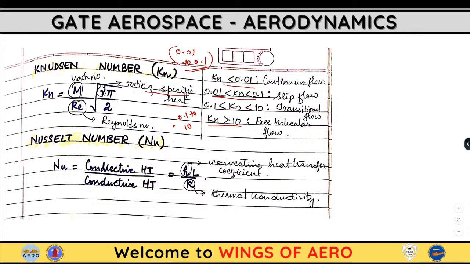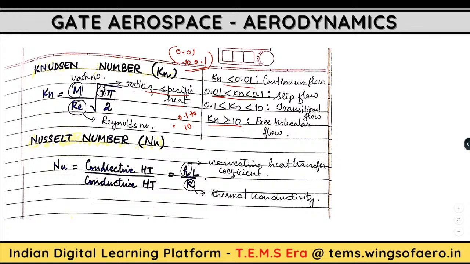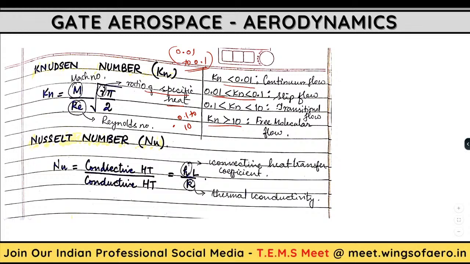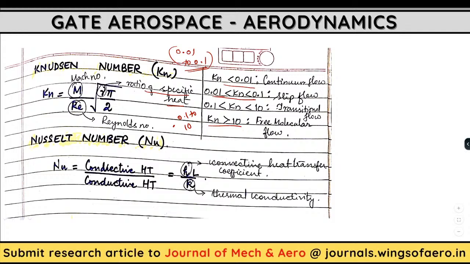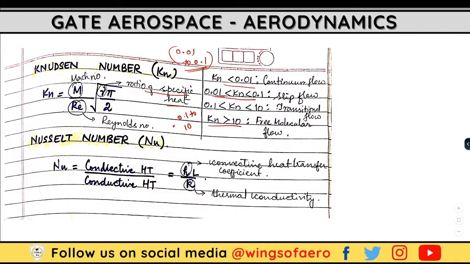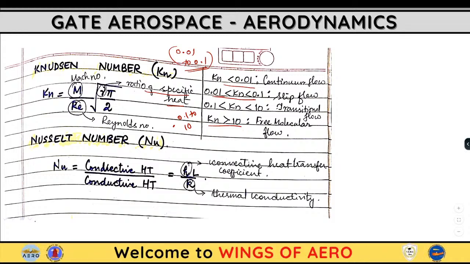Then we have the Nusselt number. Nusselt number is a ratio between the convective heat transfer and the conductive heat transfer. Again, we have the ratio hL by k. h means the convective heat transfer coefficient and k is the thermal conductivity.